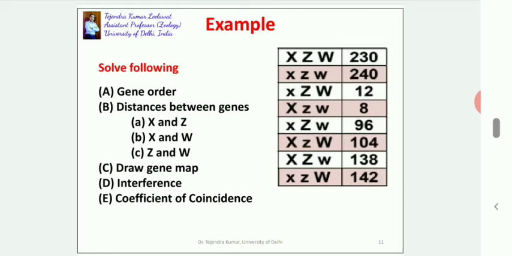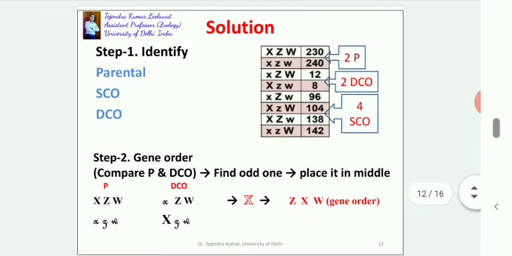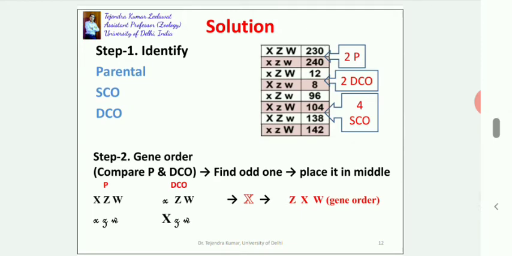After determining the distances, you have to draw a genetic map or gene map, meaning the physical appearance, and then calculate the interference or coefficient of coincidence. Values are given here. So how will you calculate? Coming to the solution, I divided this solution into step by step parts, so that you do not get confused. It is very simple.